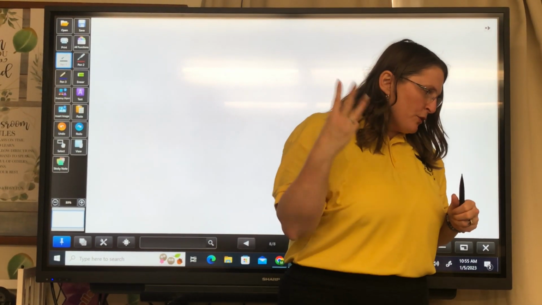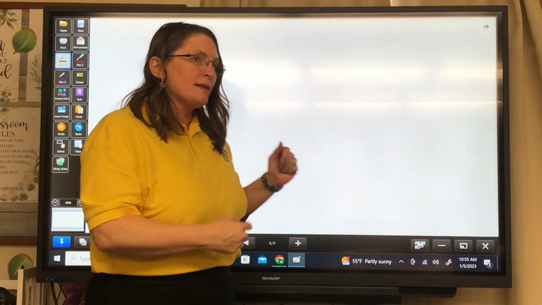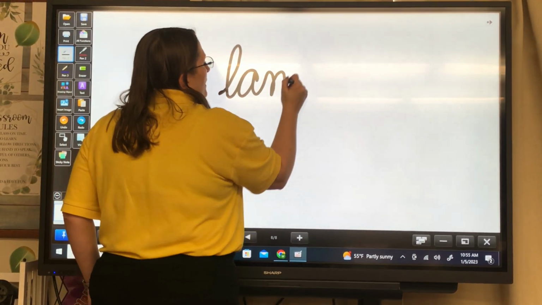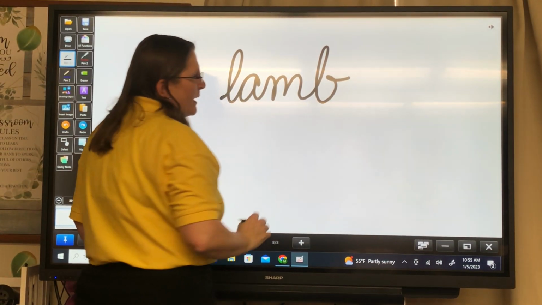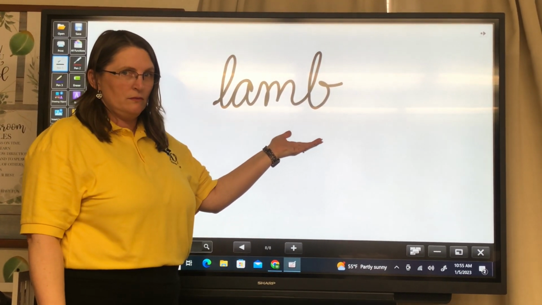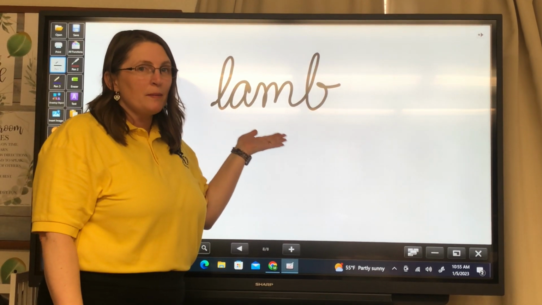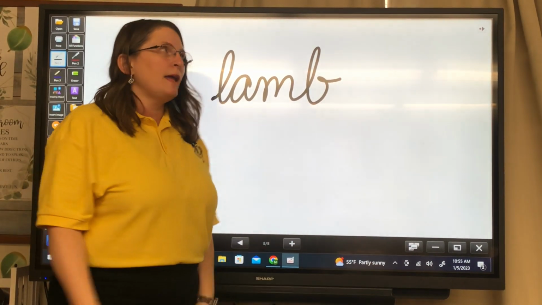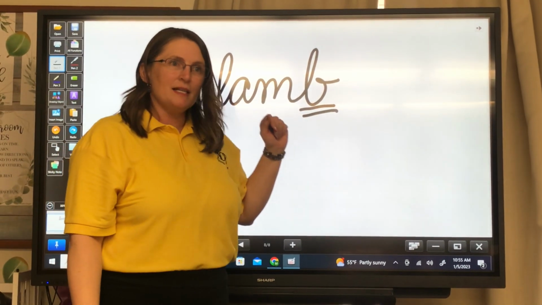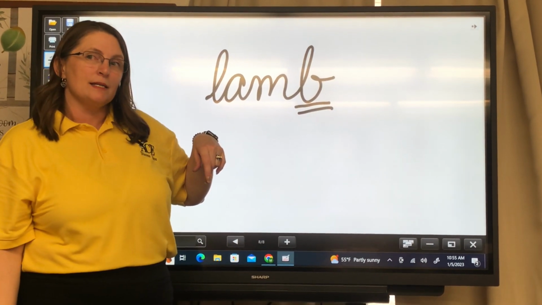Number 3, the third rule, is double underline. Double underline is saying that there's a silent letter. Okay? What is a baby sheep? Lamb. So yes, you double underline the B because it is silent.